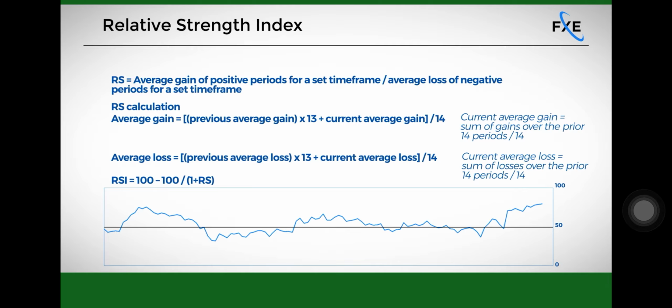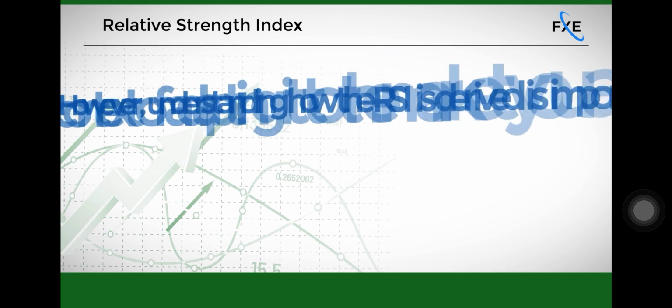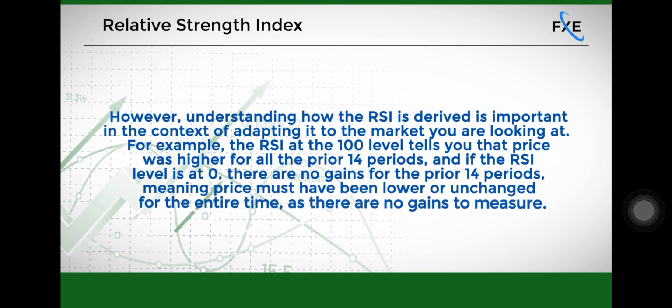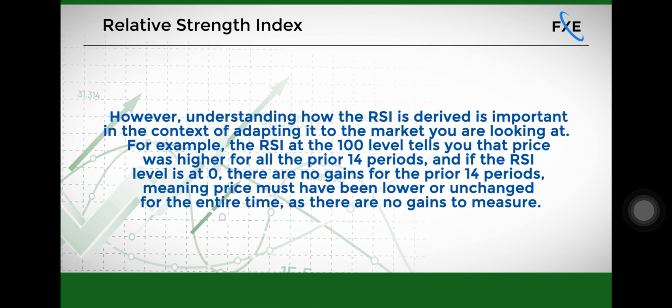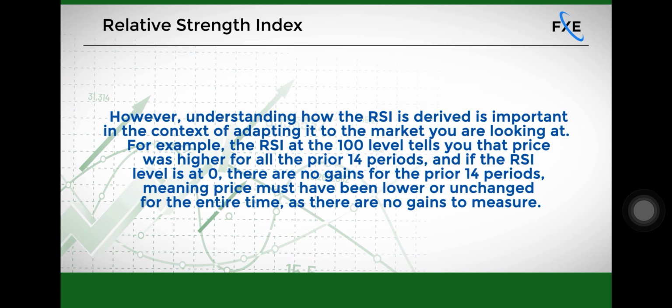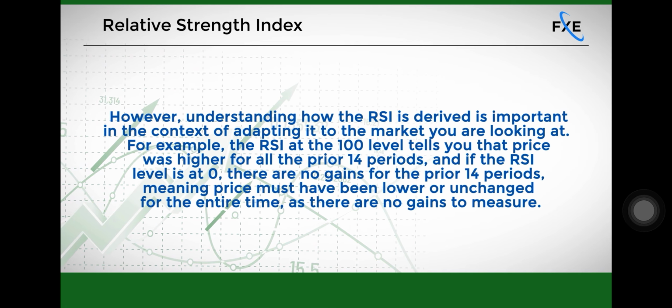Now, although it may seem a little complicated, the reality is that you will never have to work it out manually, as most platforms have the RSI indicator as standard, and it adapts itself to each time frame you put it on, using the last 14 periods to plot its level. However, understanding how the RSI is derived is important in the context of adapting it to the market you're looking at. For example, the RSI at the 100 level tells you that the price was higher for all the prior 14 periods, and if the RSI level is at 0, there are no gains for the prior 14 periods, meaning price must have been lower or unchanged for the entire time, as there are no gains to measure.